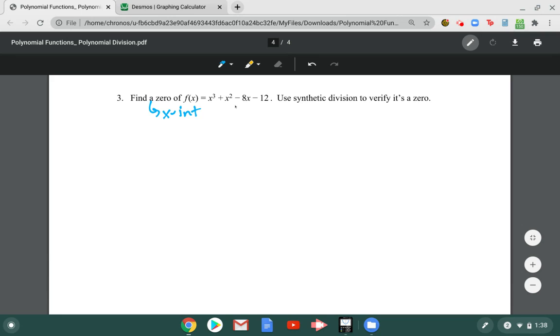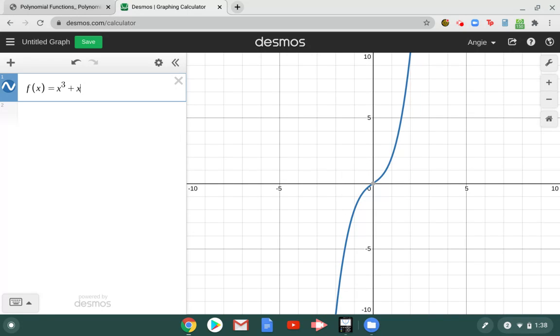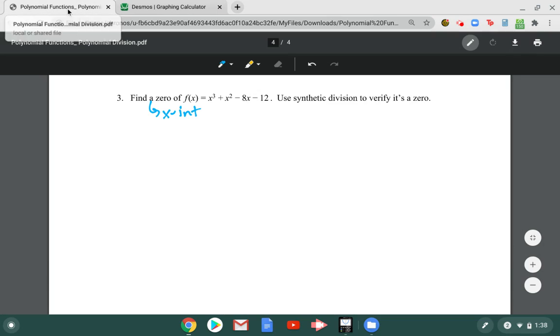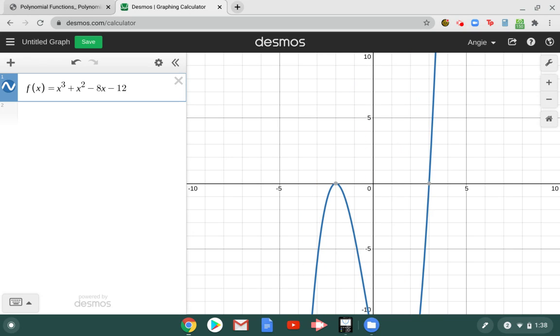So let's put this one in, x cubed plus x squared. See how much I can remember this all at once. X cubed plus x squared minus 8x minus 12. Okay, there we are. So we've got a couple of zeros.